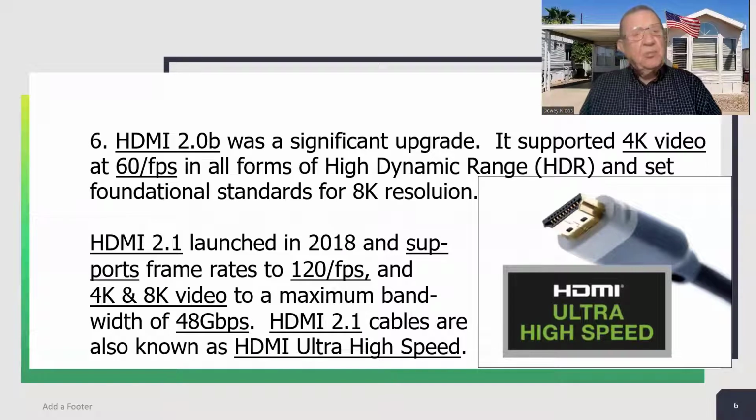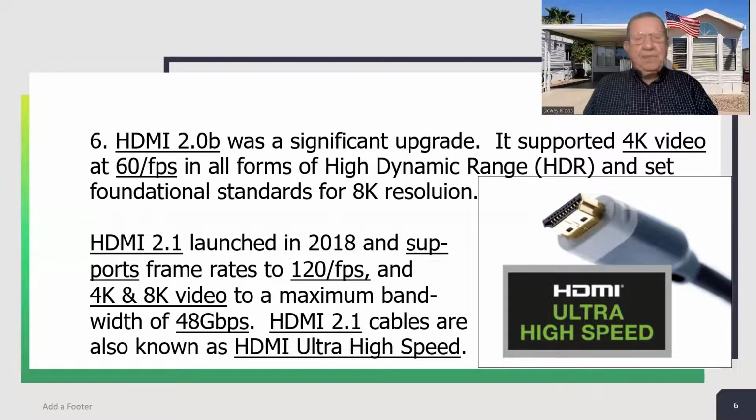HDMI 2.0b was a significant upgrade. It supported 4K video at 60 frames per second in all forms of high dynamic range and set foundational standards for the upcoming 8K resolution TVs. HDMI 2.1 launched in 2018. Now that's new, 2.1. It supports frame rates up to 120 frames per second, doubled, and 4K and 8K video to a maximum bandwidth of 48 gigabits per second.